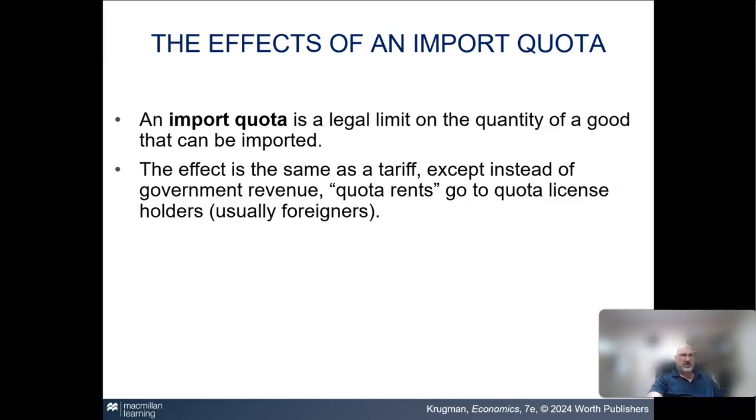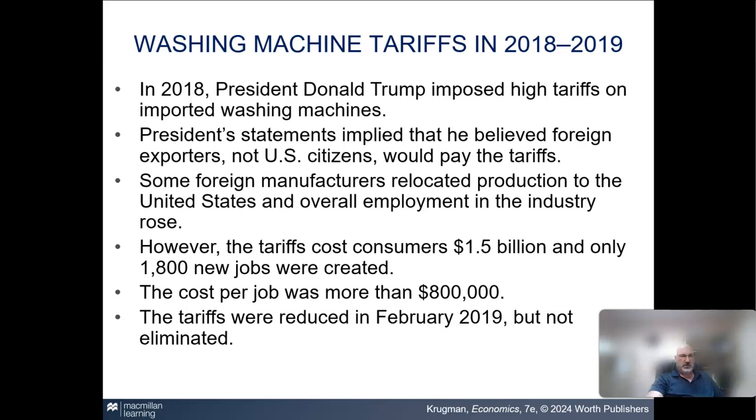Quotas. A quota is just a legal limit on the quantity of a good that can be imported. The effect is the same as a tariff, except instead of government revenue, quota rents go to the license holders, which are usually the foreigners. Interesting one on that one.